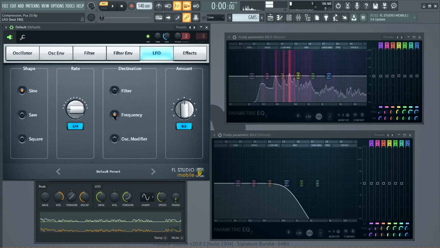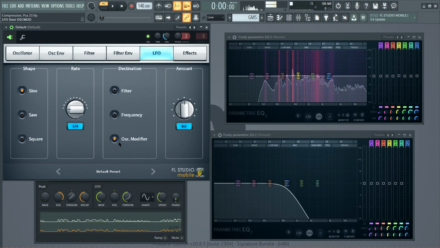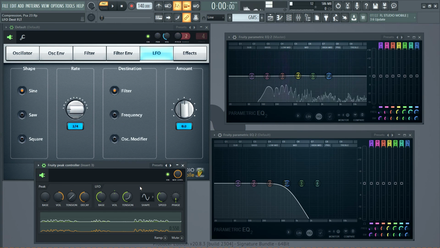Think of a police car, wee wee wee. That would be a pitch oscillation or frequency oscillation, and the oscillation of the modifier is just something that you would want to play around with. It's too complex to explain, but we're going to stick to the simple thing in the filter. So you have different shapes in which the oscillation can take form.